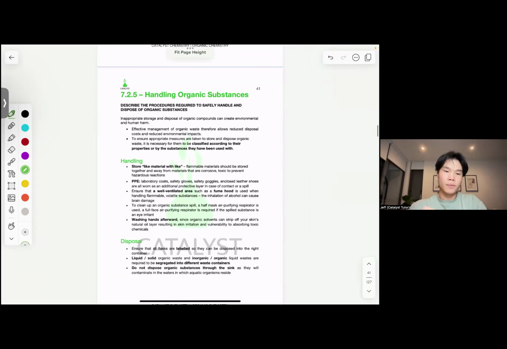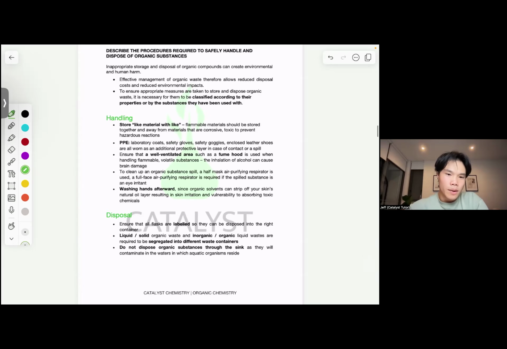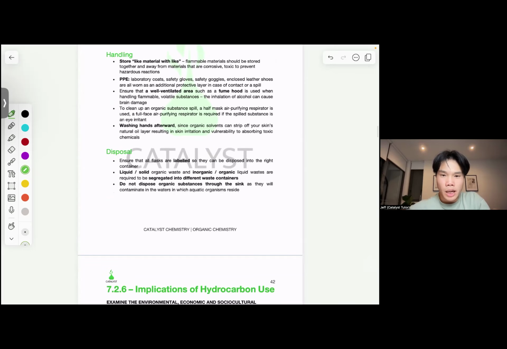When you're handling organic substances, in 30 seconds, you want to store like with like, wear PPE, clean up spills when you make them, wash your hands when you're done. And when you dispose, make sure things are labeled so you know what you're disposing. Dispose liquids and liquids together, and solids, so things of same state, and dispose of inorganic with inorganic and organic with organic. And don't put organic substances down the sink.